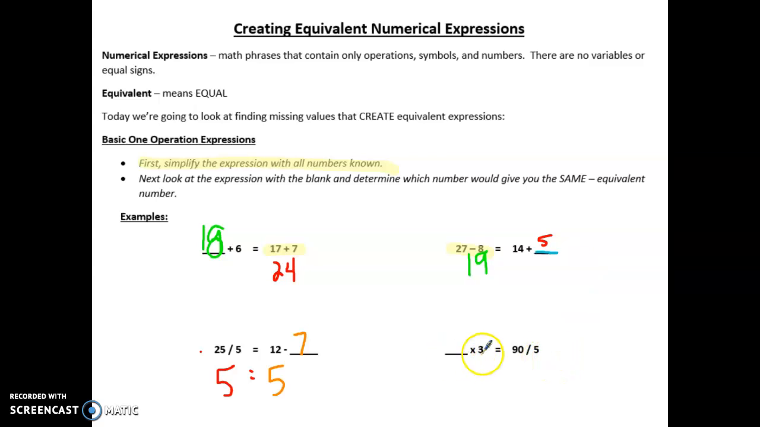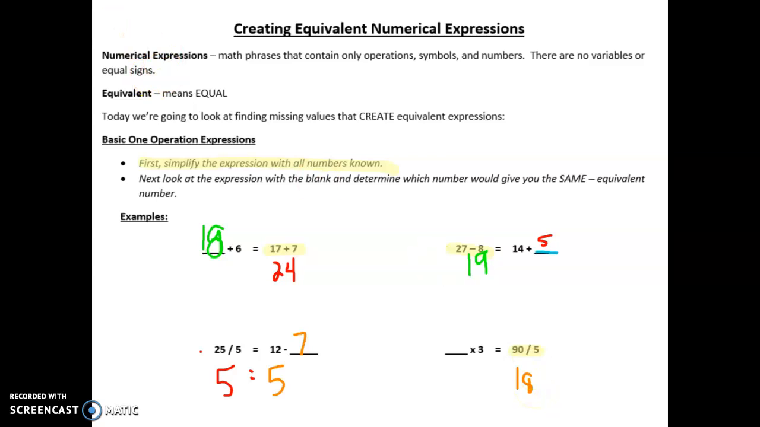So blank times 3 is equal to 90 divided by 5. Again, I'm looking at the side that has all my known information. 90 divided by 5. So grab a calculator, grab your cell phone that has a calculator on it. Chromebooks have a calculator, Acers have a calculator. So you should have access to something with basic calculations. All right, so simplifying that down, you get an 18. On the left-hand side, blank times 3 equals 18.